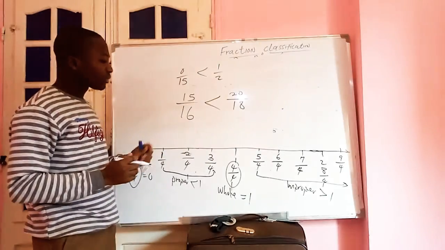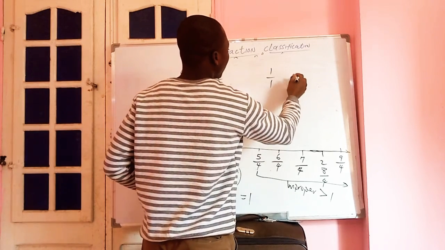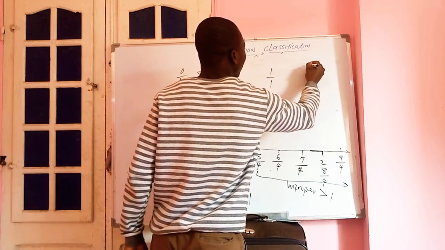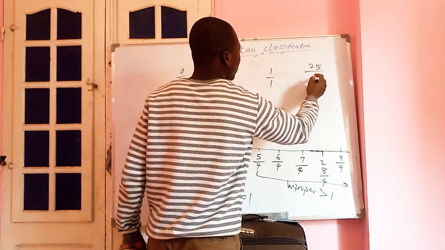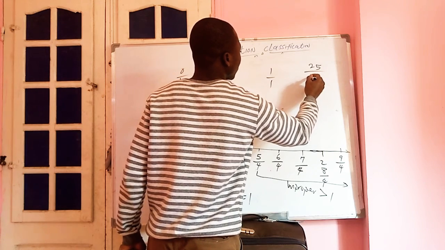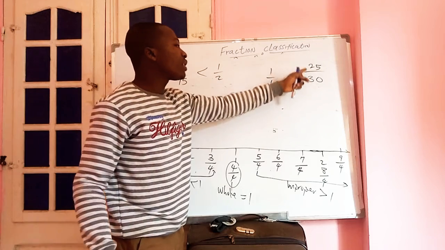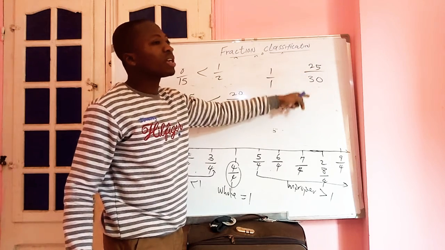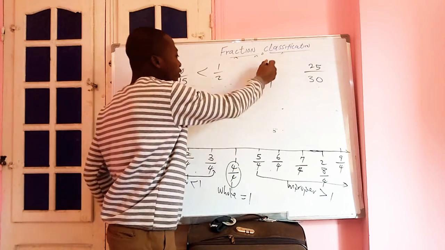And then let's say we have 1/1 compared to 25/30. Even though this number is big, 25/30, the top and bottom numbers are very big, and 1/1 is only one number. 1/1 is a proper fraction.